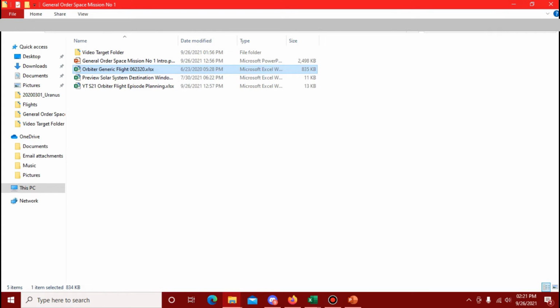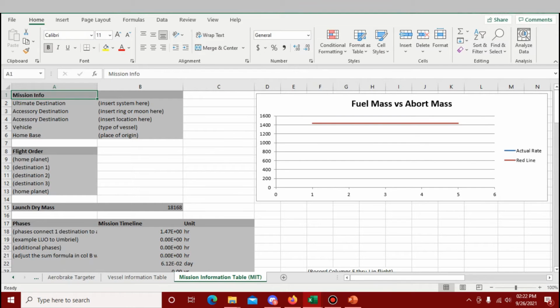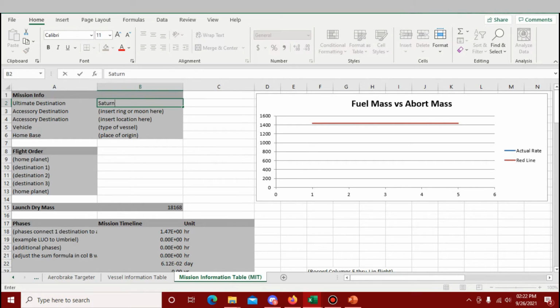Okay, so it is now time to start writing things down. So I copied a template called Generic Flight, and this will be called Orbiter Saturn Expedition, and the date 09/26/21. Open it up, and here we go. This has got everything that we need to start with. So we'll put the ultimate destination in, Saturn.